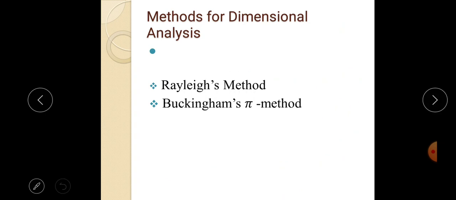Now, methods of dimensional analysis. The number of dimensional variables can be reduced into a smaller number of dimensionless parameters by several methods. Commonly used two types of methods are Rayleigh's method and Buckingham Pi method. So there are two methods for reducing the number of variables in any physical problem, Rayleigh's method and Buckingham's Pi method. Now what are these methods, what is the procedure, what are the advantages and disadvantages, we'll see.